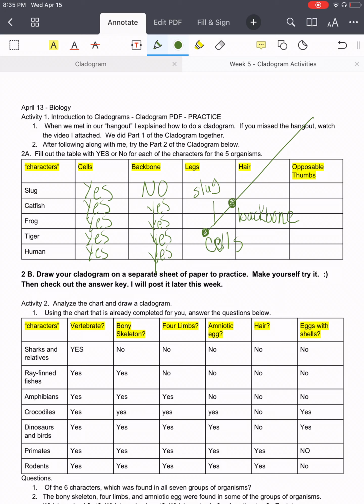So this point of cells means every other creature after this point will have cells. This means right here that the slug gets excluded and does not have a backbone, but every other creature past the slug that you're going to write will have a backbone. So ask me questions if you need any more help than that.